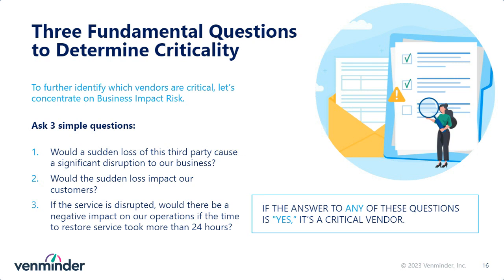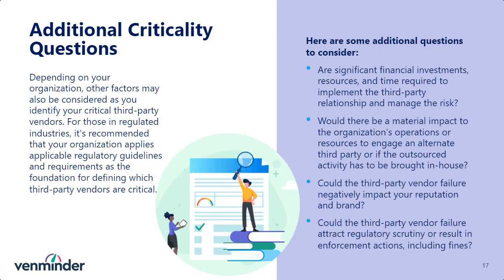Now, those are the 3 basic questions, but depending on your organization, you might need to consider other factors. For example, if you're in a regulated industry, you're always looking at those vendors that help you support your regulatory compliance. So here are some additional things to consider. Did you have to put significant financial investments, resources, and time into implementing that relationship? Again, if it fails, you may not have the money to repeat that or the time.